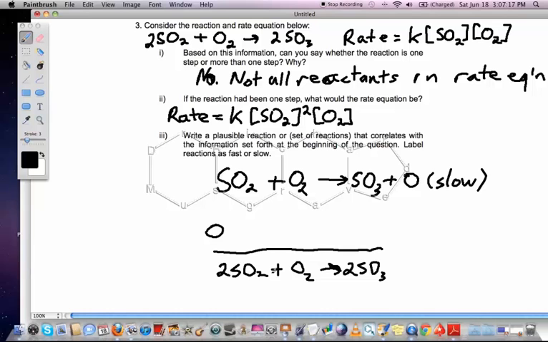Then I've got to ask the question, well, what's it going to react with? Okay, so the O2 is covered. I've got one of the SO2s covered here. And I've got one of the SO3s covered here. So what I'm going to do is I'm going to say O plus SO2. And that will allow me to get my second SO2 into the action. And, not coincidentally, it creates SO3 as a product. And there's my second SO3 as well. And that would be fast right there.